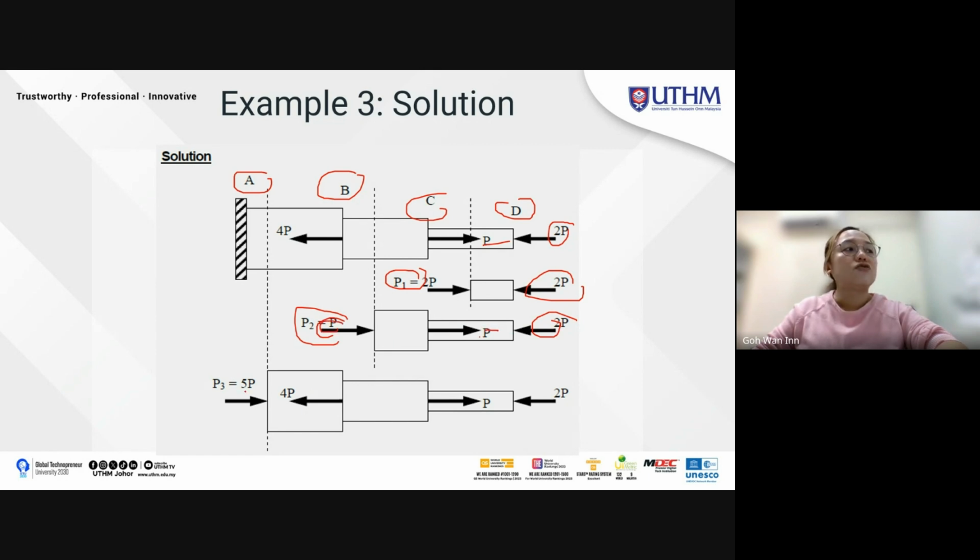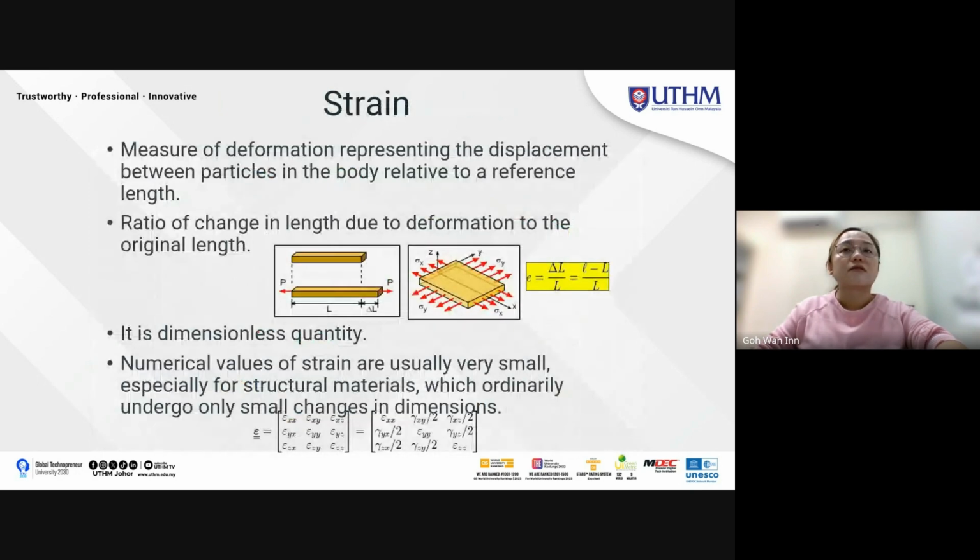P3 is 5P because here you can see 4P, here is 2P, here is 1P, then you get 5P. And then you solve it. So that one you can go through again. So I will move to next.